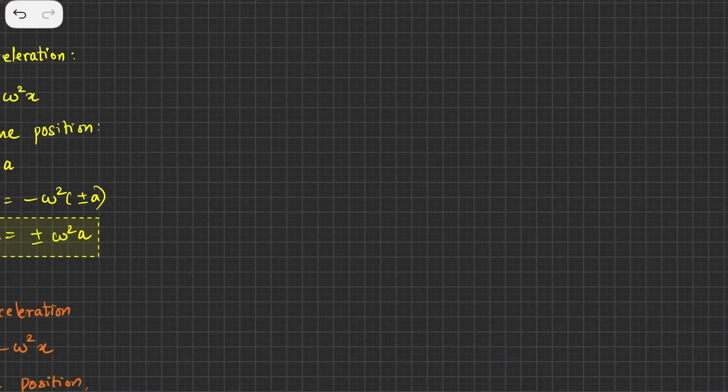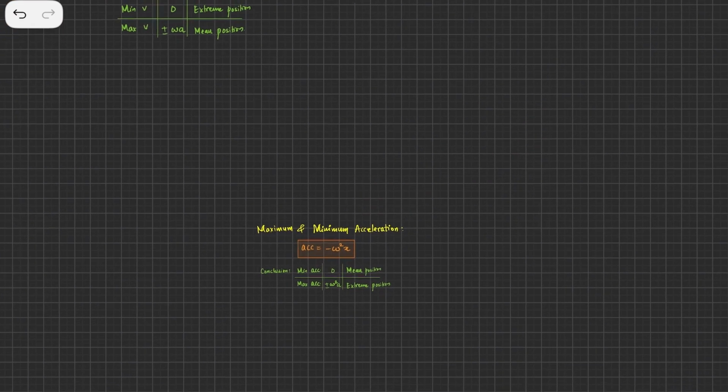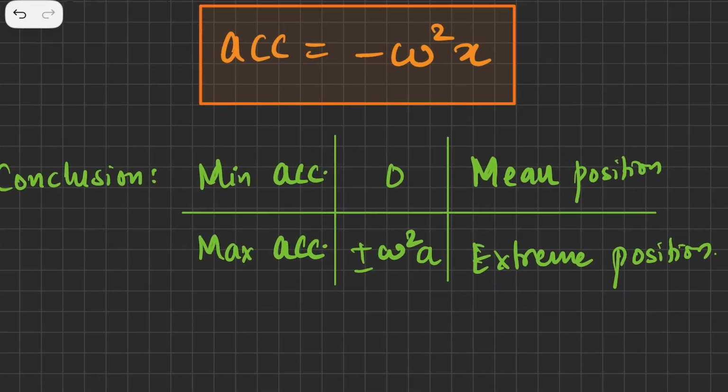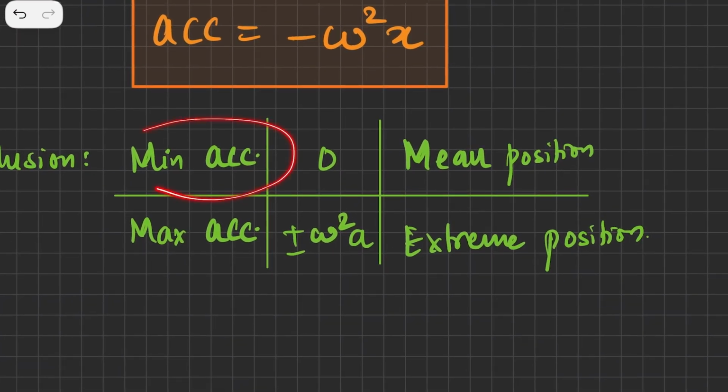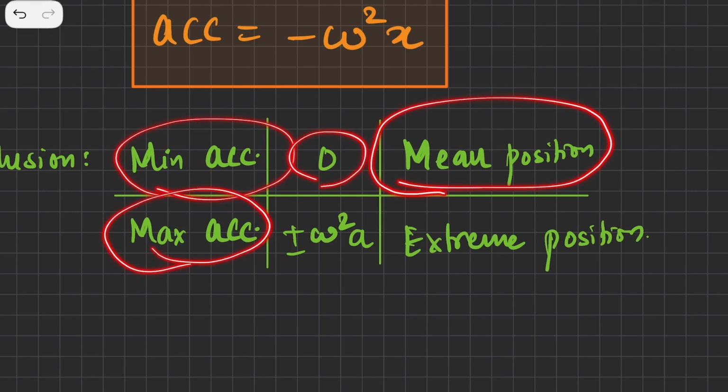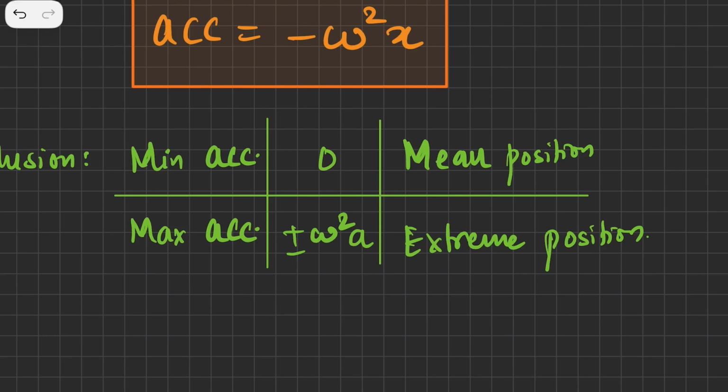So to conclude, I have got minimum acceleration is 0 and it is at mean position, and maximum acceleration is plus minus omega square a, and that happens at the extreme position.